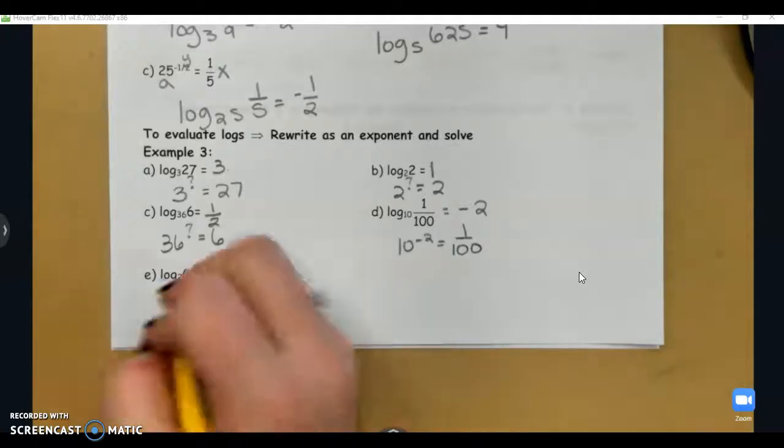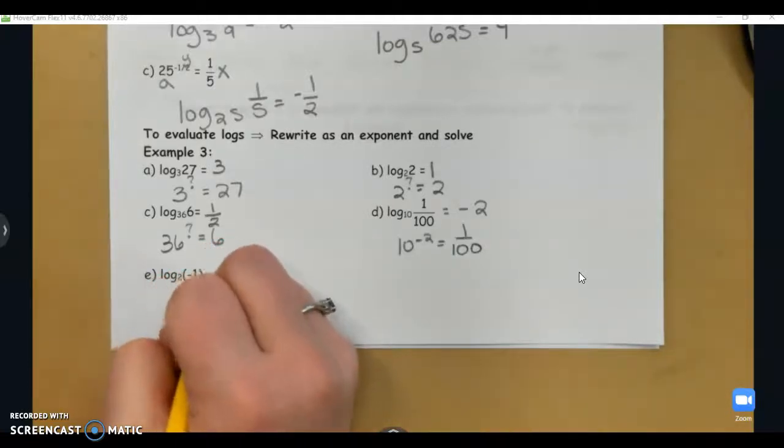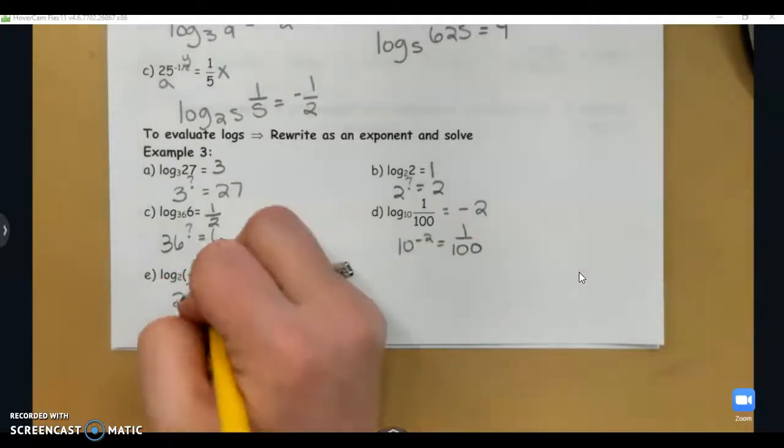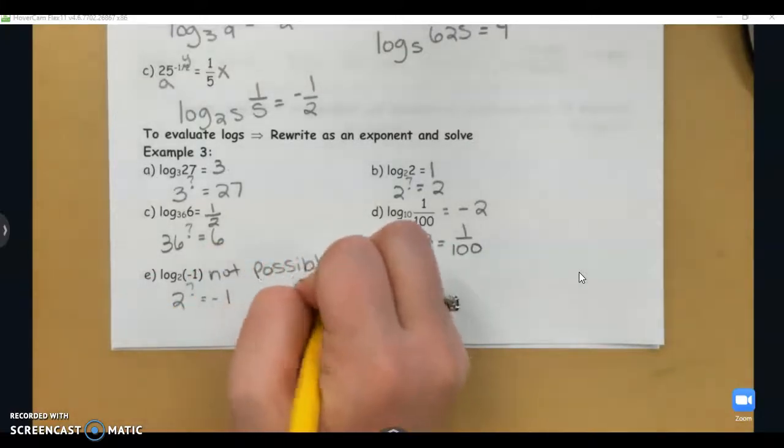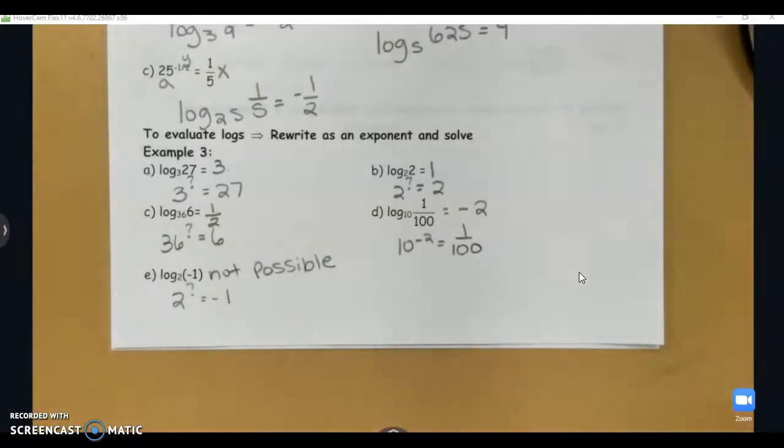Log base 2 of negative 1, so 2 to some exponent equals negative 1. That is not possible. There is no exponent that we would raise 2 up to that would give us a negative answer. The sign of 2 is not going to change no matter what exponent we're raising it to. So this is not possible.